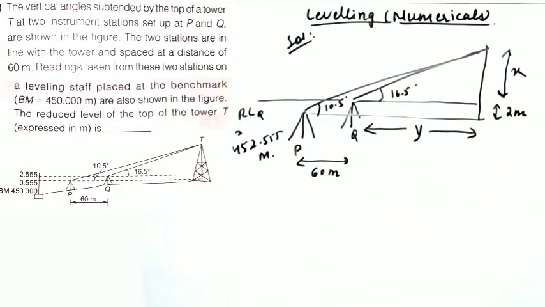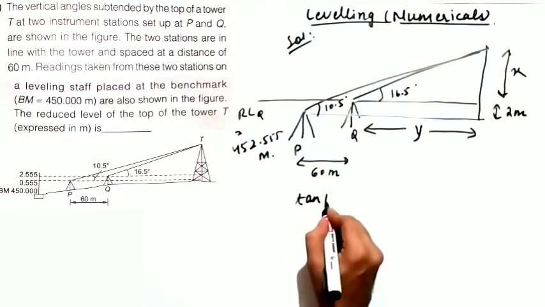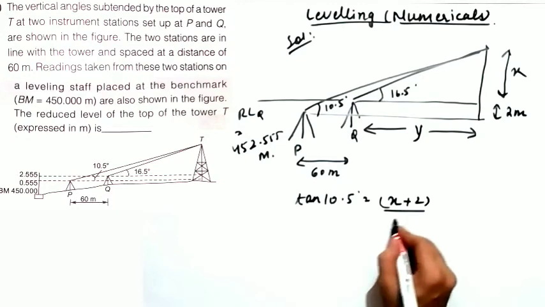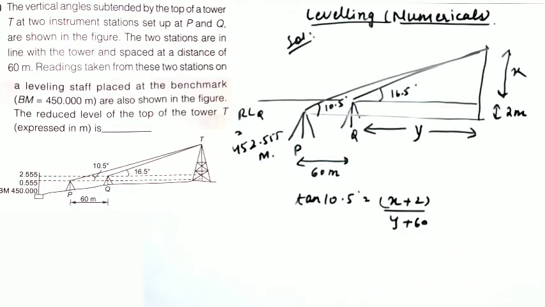Now let us solve this by using the mathematical equations. They are simple equations. The first equation will be, we use tan 10.5 degrees equal to (X plus 2) divided by (Y plus 60). The second equation that we use is tan 16.5 degree is equal to X divided by Y. Now since you need to calculate X only, you do not require Y. You can substitute X here or you can substitute Y here.